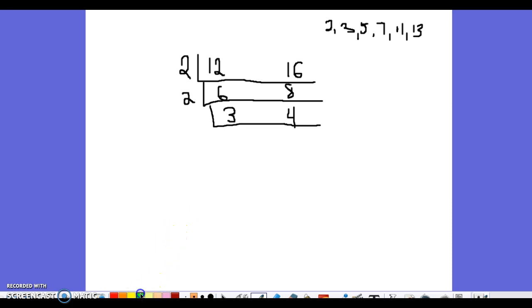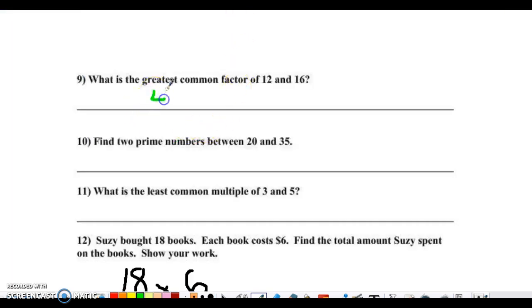And I list my greatest common factor by taking the outside numbers that I'm circling and multiplying them together. The most common mistake I've seen is students adding these. Now in this case, 2 times 2 or 2 plus 2 will get you 4, but you have to make sure that if it's asking you for the greatest common factor, you take these 2 numbers on the outside and you multiply them together. So the GCF of 12 and 16 is 4.